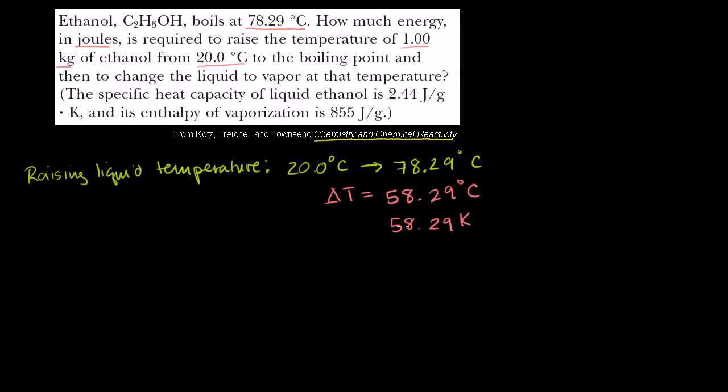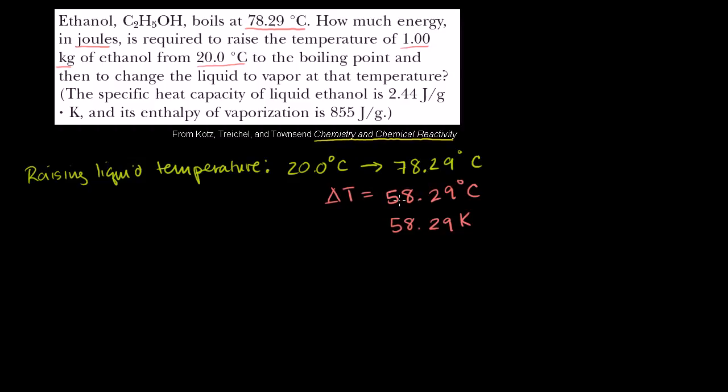The reason we can do that is because differences on the Celsius scale and the Kelvin scale are the same thing. The Kelvin scale is just a shifted version of the Celsius scale. If you added 273 to each of these numbers, you would have the Kelvin temperature, but if you take the difference, it's going to be the exact same difference. Either way you do it, 78.29 minus 20. So that's how much we have to raise the temperature.